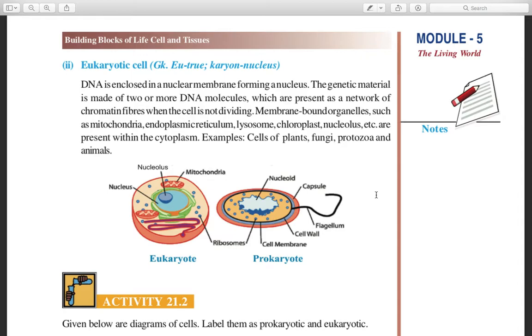And the membrane bound organelles, meaning the organs which are covered with membranes to protect them, such as mitochondria, endoplasmic reticulum, lysosome, chloroplast, nucleolus, etc., are present within the cytoplasm. They are not present in the nucleus but are present in the cytoplasm. Here you can see the nucleus and the other parts in the space, that is the cytoplasm, and in that other membrane bound organelles are present. So examples: cells of plants, fungi, protozoa, and animals.